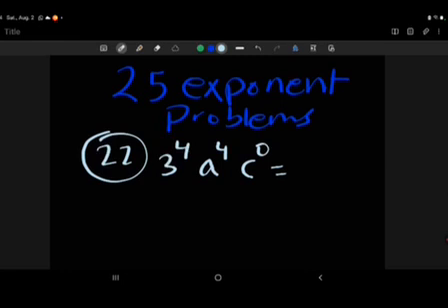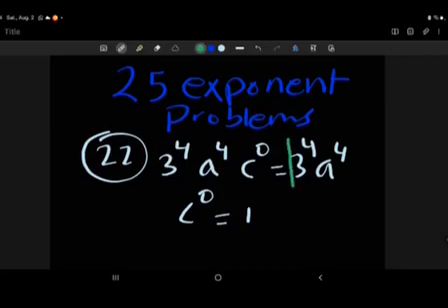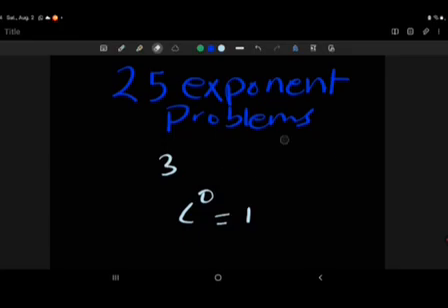So at that point it becomes 3 to the 4th power times a to the 4th power, because in fact c to the 0th power is going to be 1, as we saw earlier. Therefore it doesn't need to be shown, so the cleaned up answer is this. Okay, problem 22 done. So moving on to problem 23.